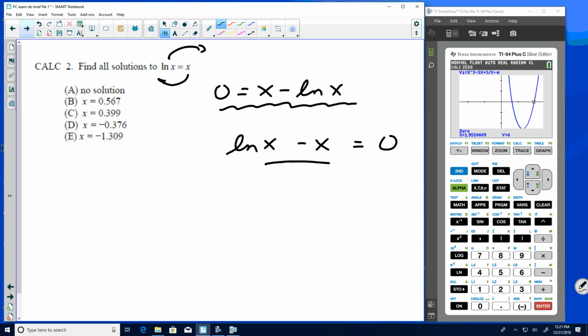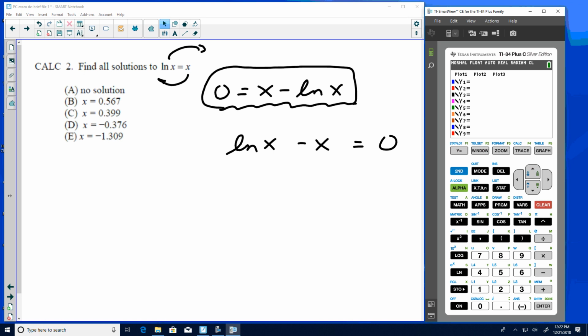This is a little ambiguous. Am I trying to take the log of x minus x? No, because that's actually undefined. You can't find the log of 0. This makes it a little bit clearer: you've got x, and then you're subtracting off the log of x.